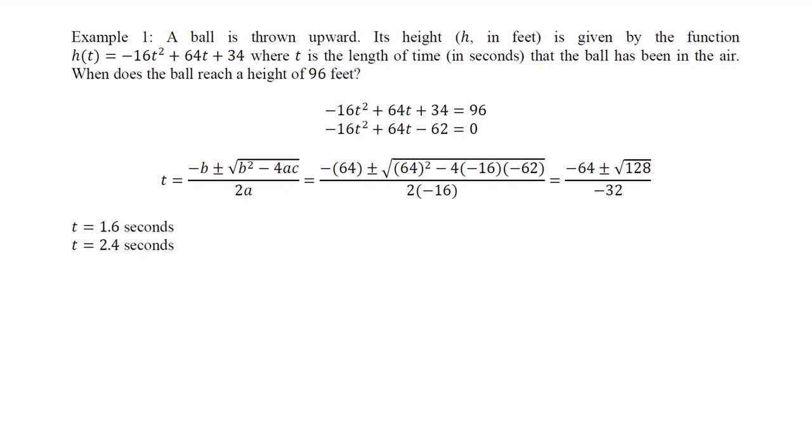And when you do that, you get t equals 1.6 seconds and t equals 2.4 seconds. And those are our two times that the ball is at 96 feet. And it makes sense that we have that at 2 times because you have it at 96 feet as it's going up at 1.6 seconds, and then again it's at 96 feet as it's coming back down at 2.4 seconds.